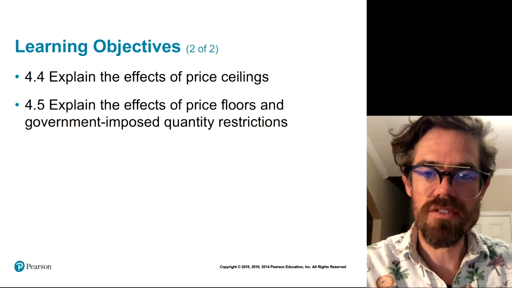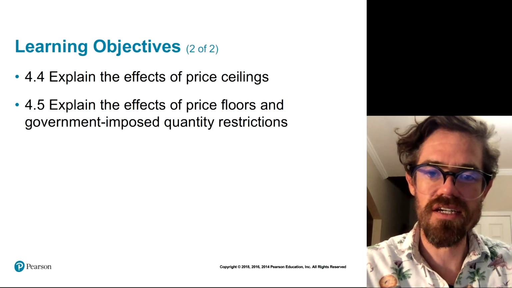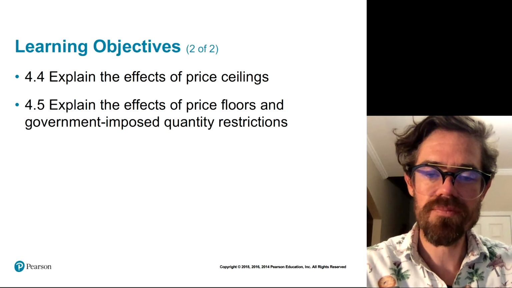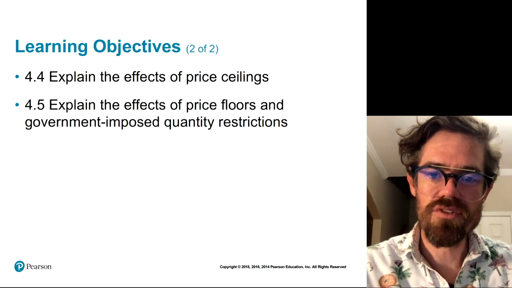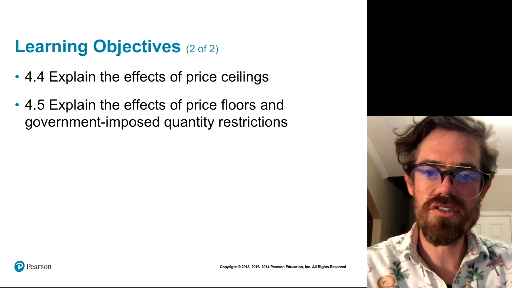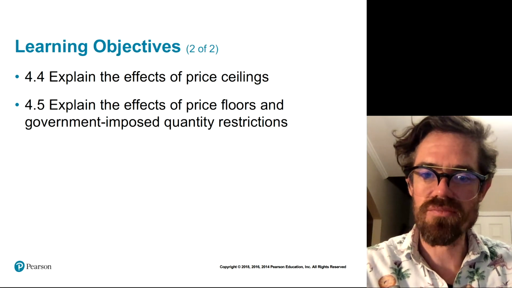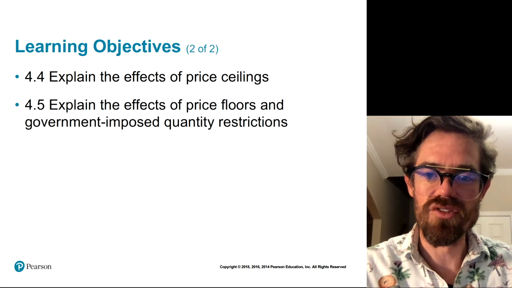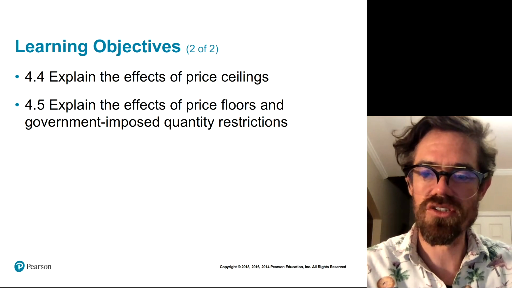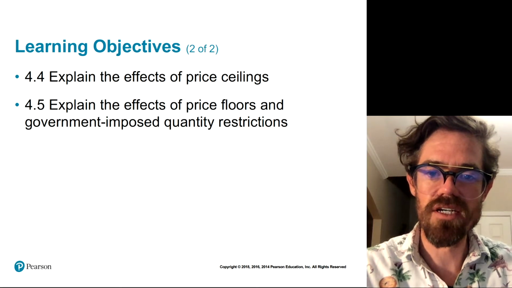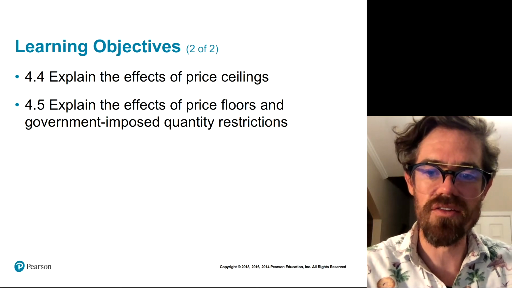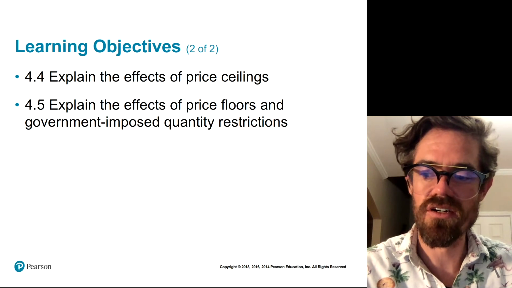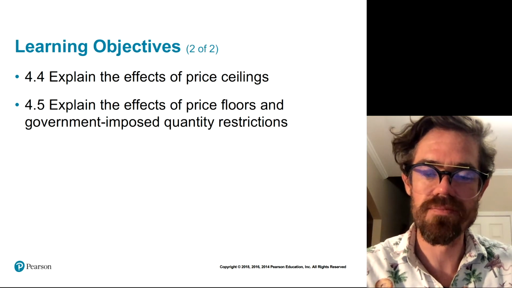In Section 4, we will talk about the effects of price ceilings. A price ceiling is a type of control on price, usually imposed by the government. And then in Section 5, we'll talk about the effects of price floors, which are sort of the opposite of price ceilings, as well as the effects of government-imposed quantity restrictions, so restrictions on quantity by the government. These last two sections are all about the government getting its hands on the market and intervening.